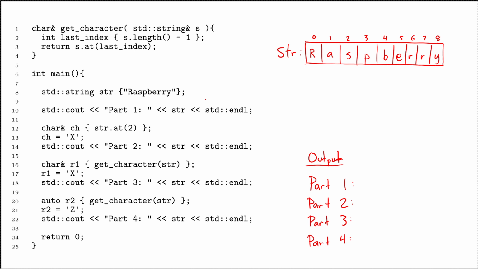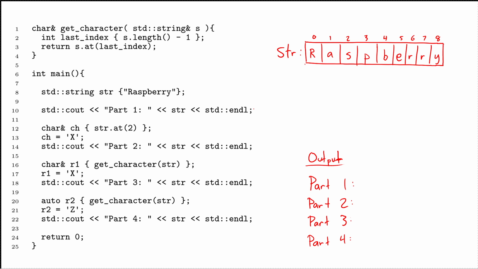So I have this string called str, and it contains the text raspberry, which is a string of length 9, so indices 0 through 8. This function here called getCharacter, if we examine it, what it appears to be doing is it finds the last index of the string, and then it returns a reference to the character of the string at that index. So notice how the return type is char ampersand, so reference to character. And remember that .at returns a reference to an individual element of the string. So what's being returned here is a reference to the last character of the string. And I just want to walk through this.